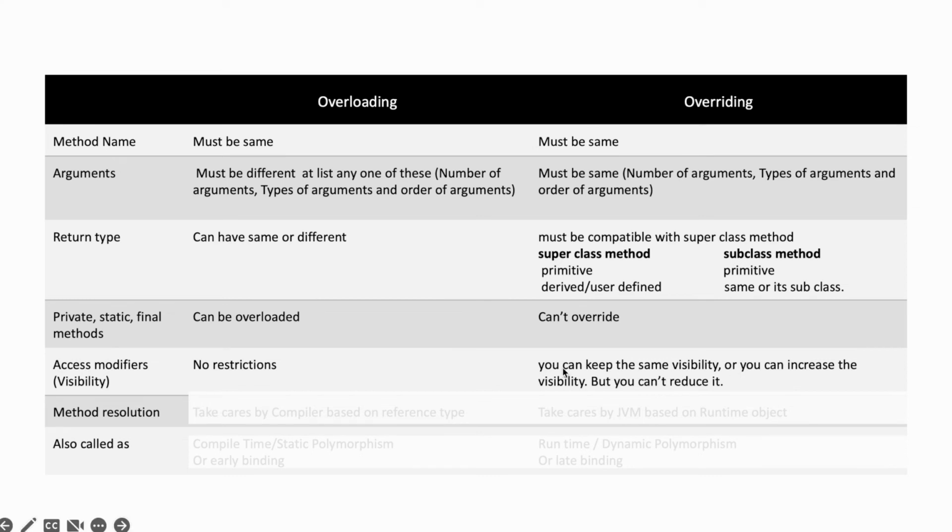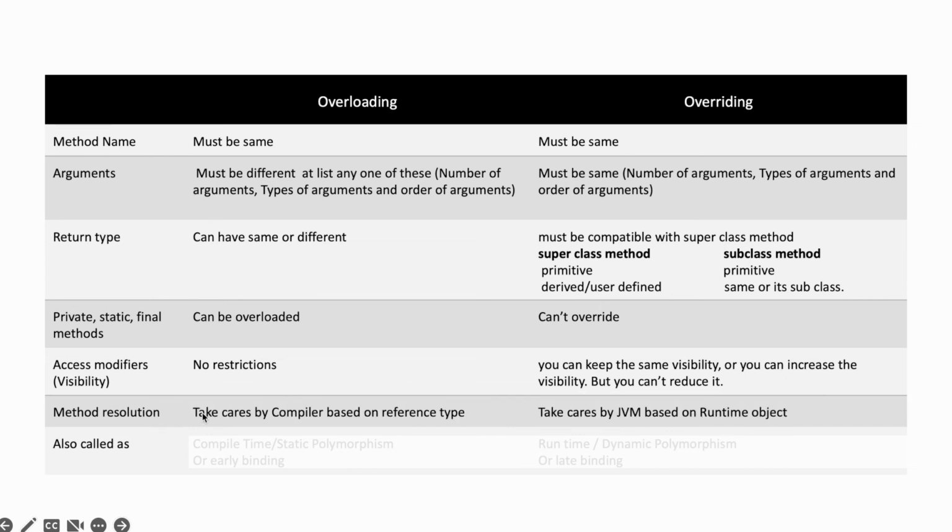If the superclass method is protected, then the subclass can have protected or it can be declared as public, but we should not give private or default. That means we should increase the visibility, we should not reduce the visibility.